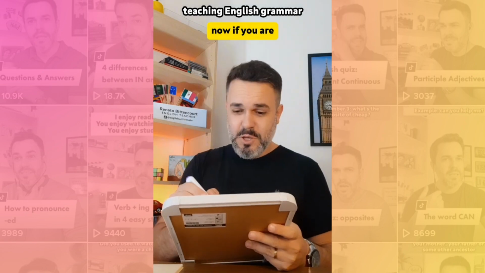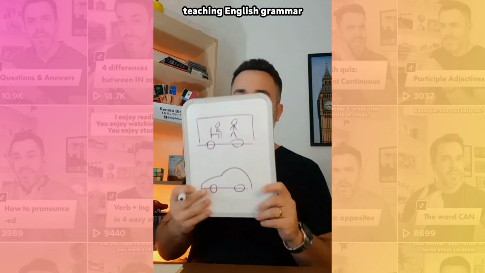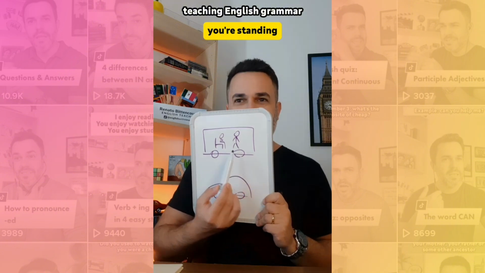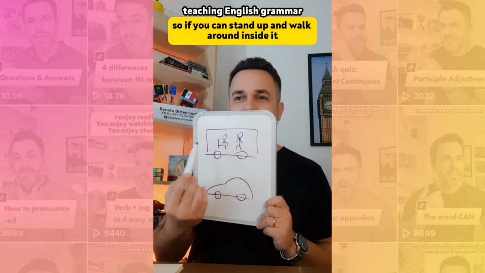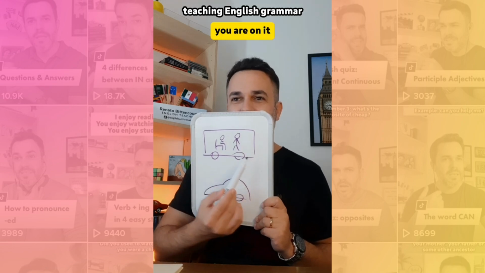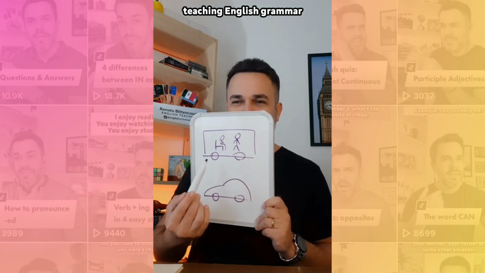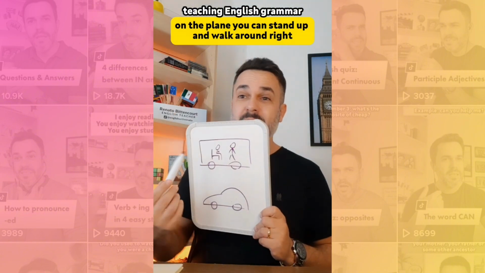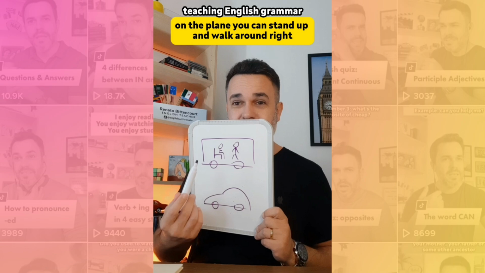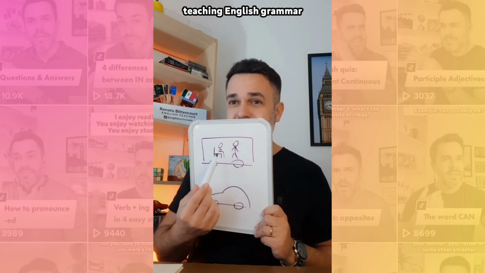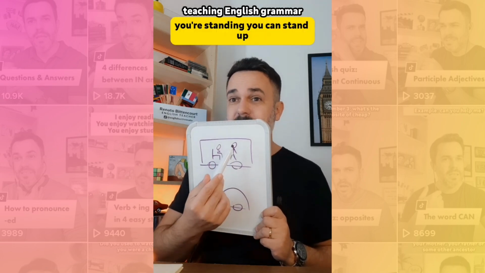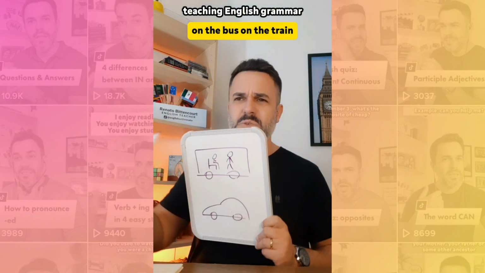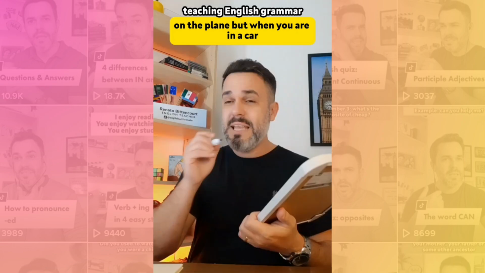Now, if you are here, you are sitting, here you're standing. So if you can stand up and walk around inside it, you are on it. You're on the bus, on the train, on the plane. You can stand up and walk around, right? You can walk to the back, to the front, on the bus, on the train, on the plane.